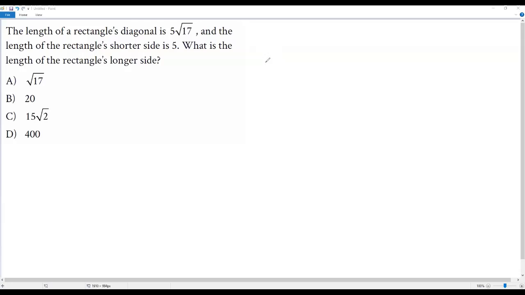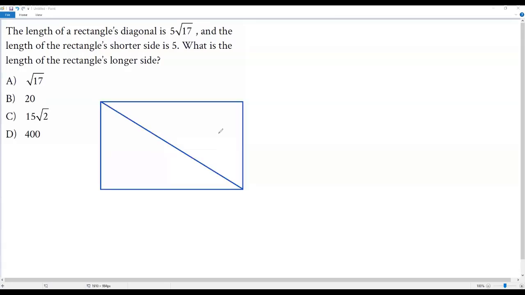Okay, so first let me draw a rectangle with the given measurements. Here we have a rectangle and the question says the length of the rectangle's diagonal. So here the length of this segment is 5 times square root of 17, and these are the two sides of the rectangle. The length of the rectangle's shorter side is 5. So this is the shortest side, so its length is 5, and we have to find the rectangle's longer side. So we have to find the length of this side. So we can assume the length of this side as just x.